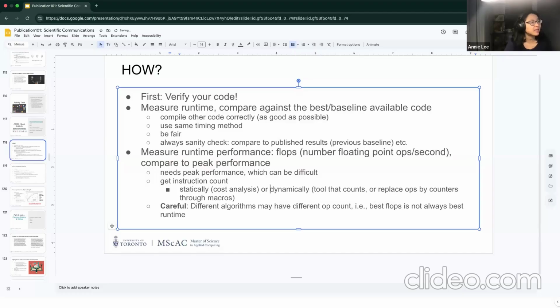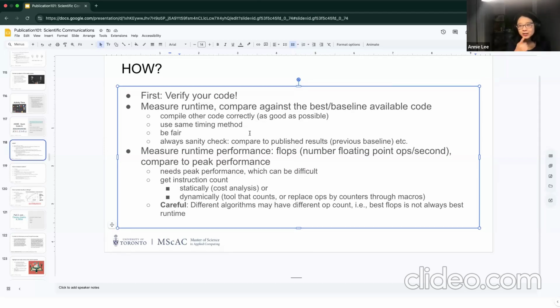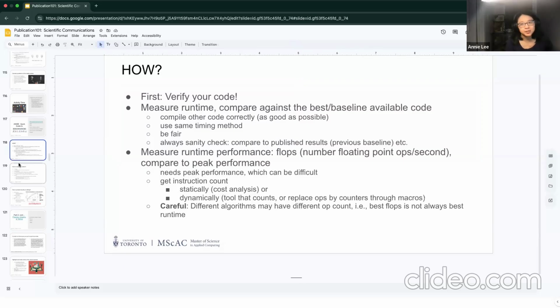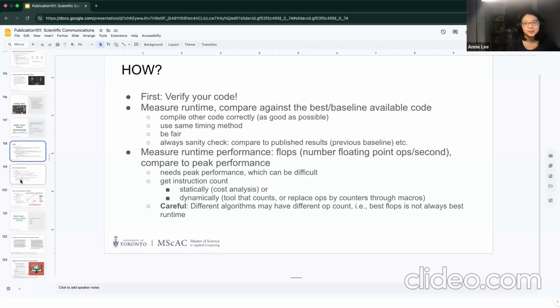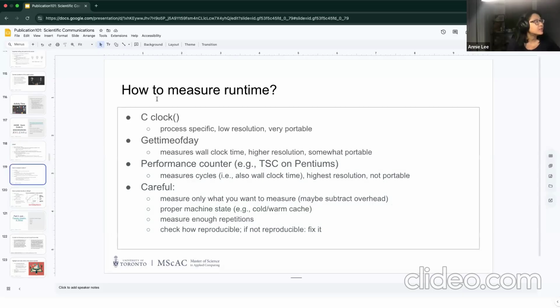Different algorithms may have different op counting, so flops is not always the best measure of runtime. So this is for algorithm runtime. I think none of you does pure algorithmic stuff. That's A-star conference work. To get into NeurIPS and ICLR, this is the kind of work you've got to do. Okay.